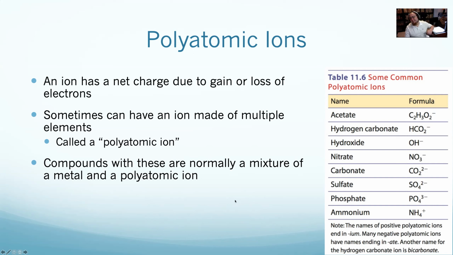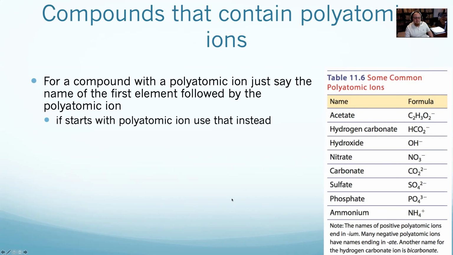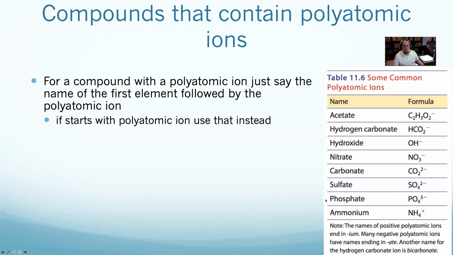If it has more than two elements, how you name it is you just say the name of the first element followed by the name of the polyatomic ion. If instead it starts with a polyatomic ion, you just use that for the first part. So take, for example, ZnSO4. ZnSO4 is Zn, zinc, followed by SO4, and this table says SO4 is sulfate. So this is zinc sulfate.